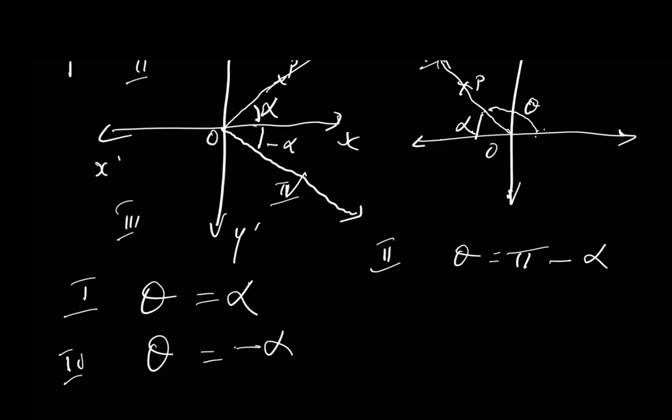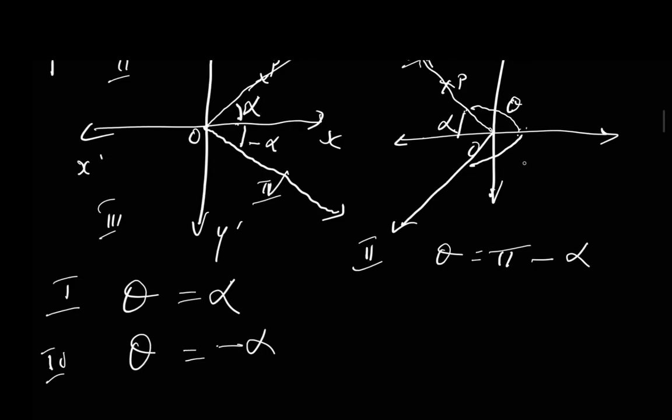This line's image lies in the third quadrant. In that case I need to measure the angle theta in the clockwise, negative direction. So this is your alpha here, and the image of this line lies in the third quadrant.